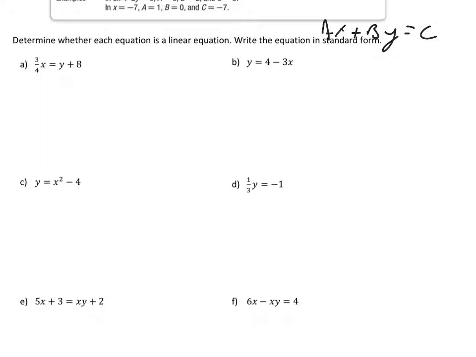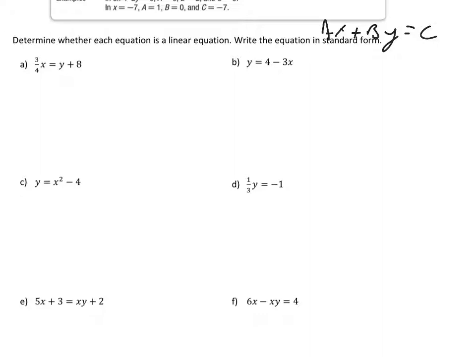So, first thing I notice about A is I have a fraction. I also notice that x and y are not on the same side. So it doesn't always really matter what you're doing first. I might just say, okay, the fraction is the scariest part. I'm going to get rid of that.